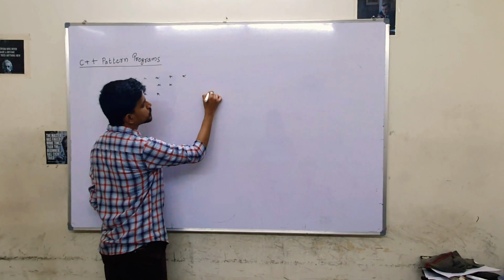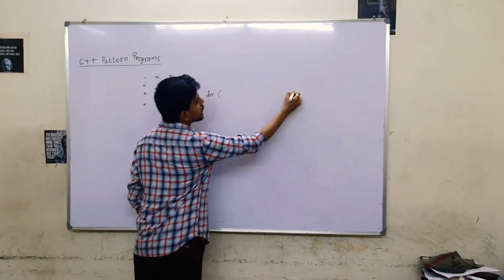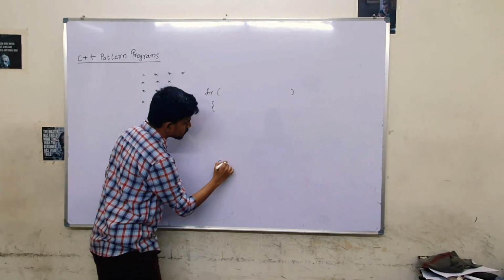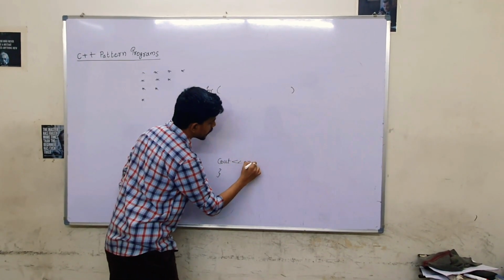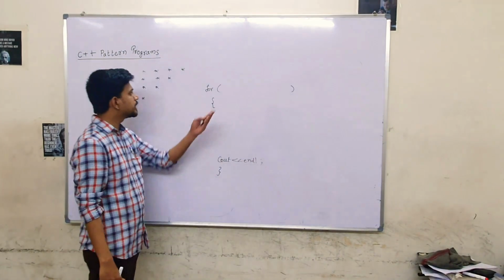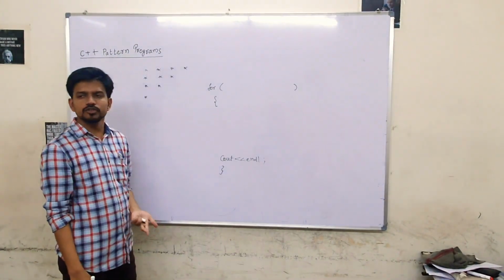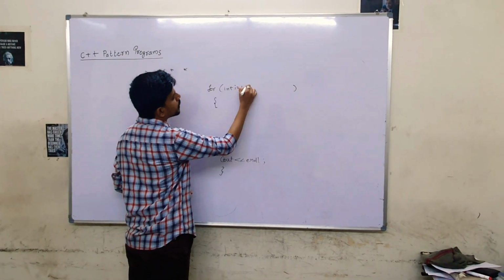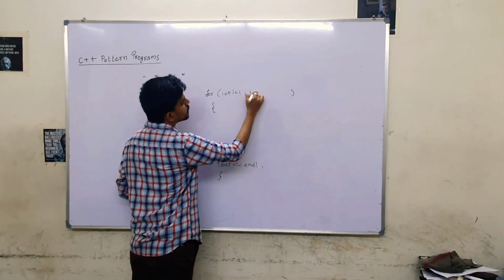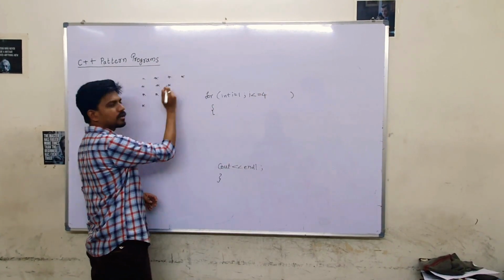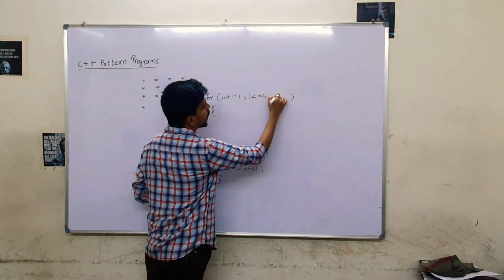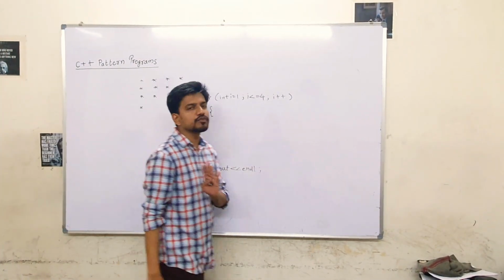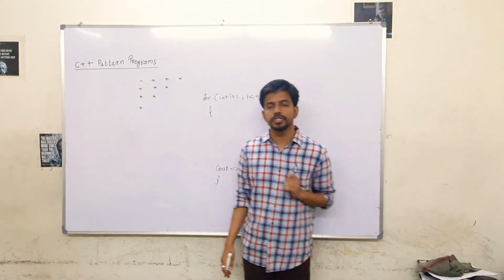There will be two loops. First is for line generation. For line generation I always say cout and line. How many lines? 1, 2, 3, 4. So the first part remains the same: int i is equal to 1, i is less than or equal to 4 because there are 4 lines, and i plus plus. The initial part is very simple to understand if you have watched the first part of this video series.